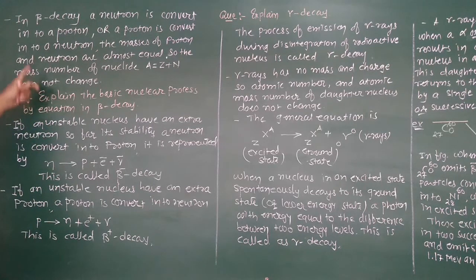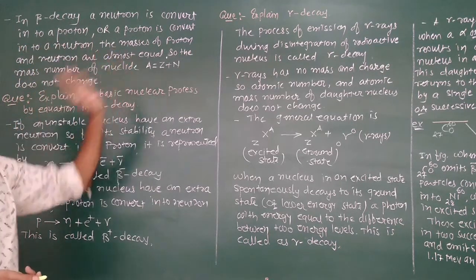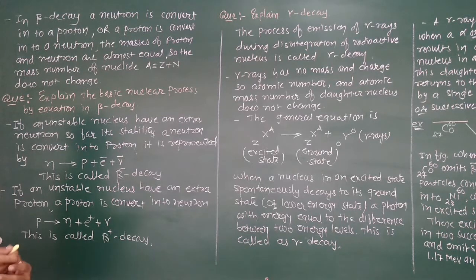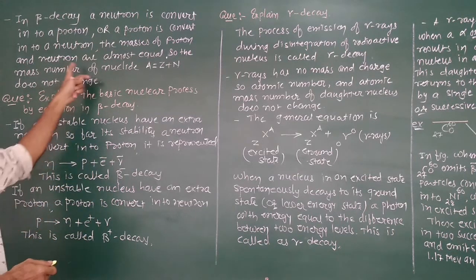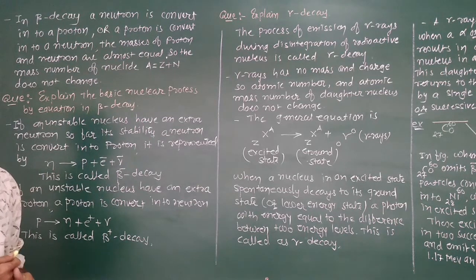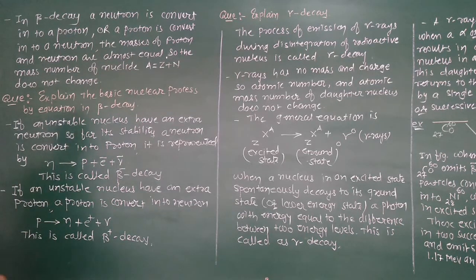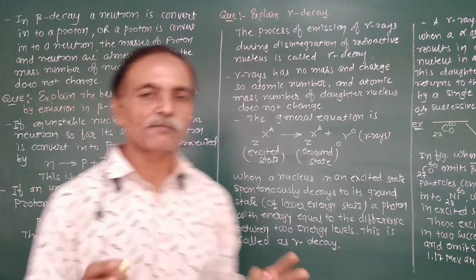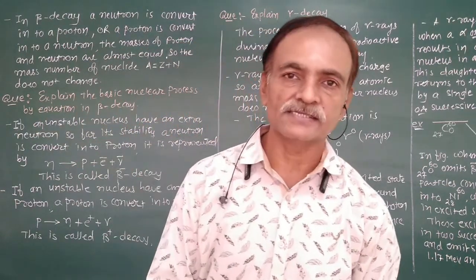Also, the mass of the proton and neutron are almost equal. Therefore, the atomic mass number of the nucleus, A equals Z plus N, does not change. Clear? Therefore, during the beta decay process, the atomic mass number does not change.